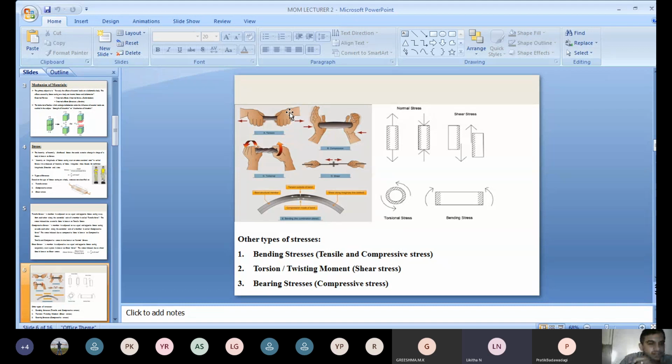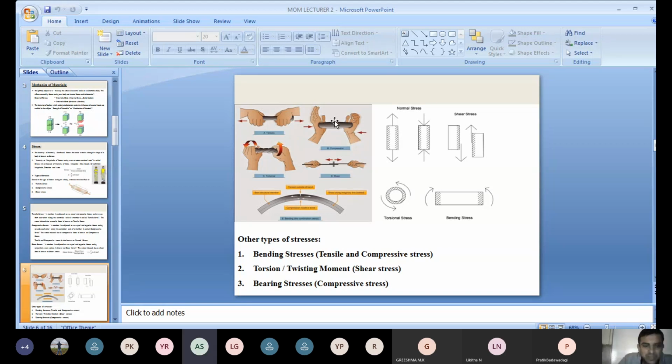In the first one, two equal and opposite forces are acting away from each other on the body. It undergoes elongation. What type of force is it? Tensile force is acting on your body. Then the body is subject to tensile stress.